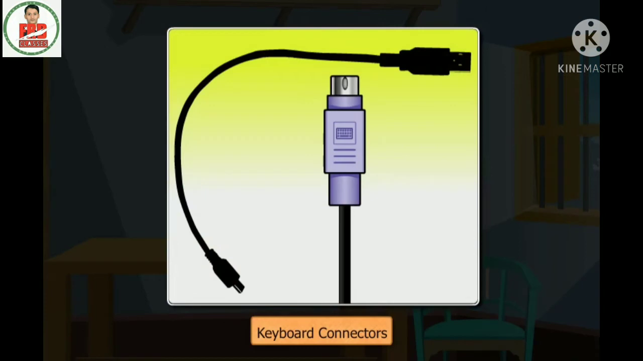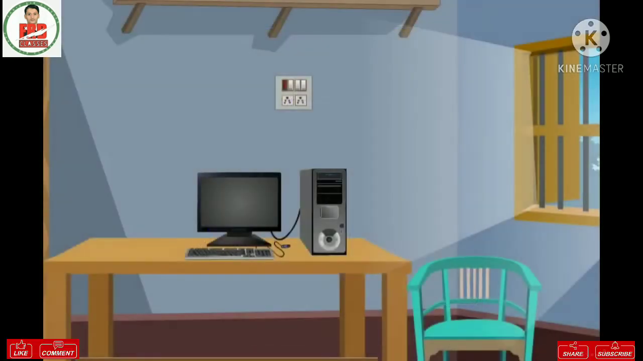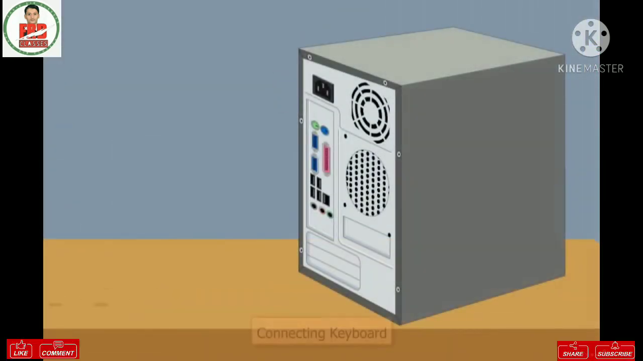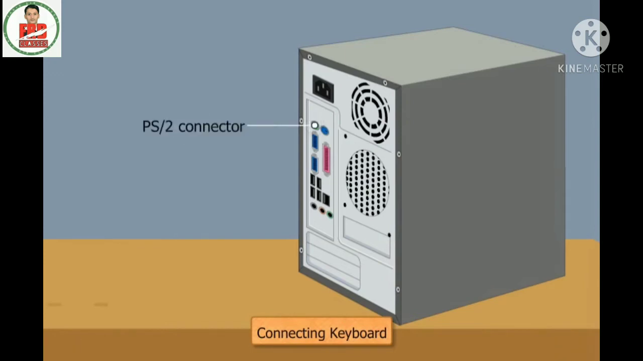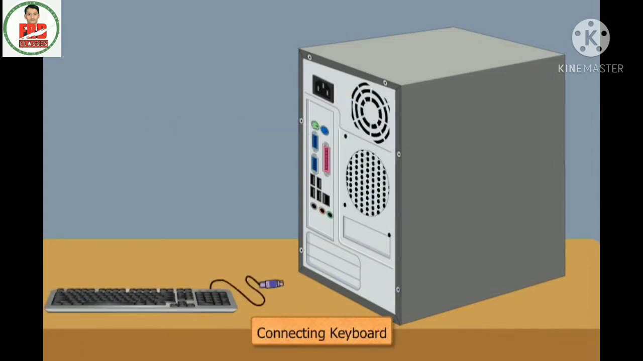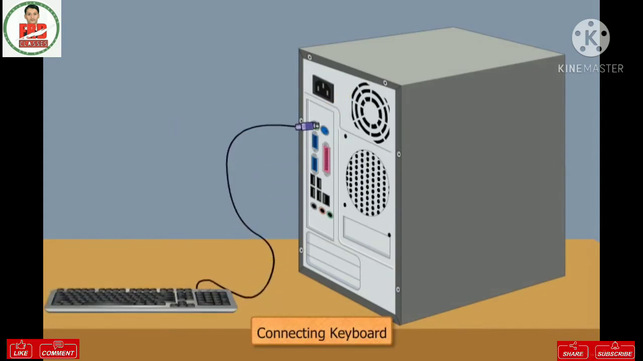Now, we need to connect the keyboard to the system unit. Keyboard has two types of connectors. They are PS2 connector and USB connector. We can connect the keyboard to either of the two ports, depending on its type. A desktop computer keyboard often comes with a PS2 connector. Connect the keyboard using its port to the keyboard port in the system unit.